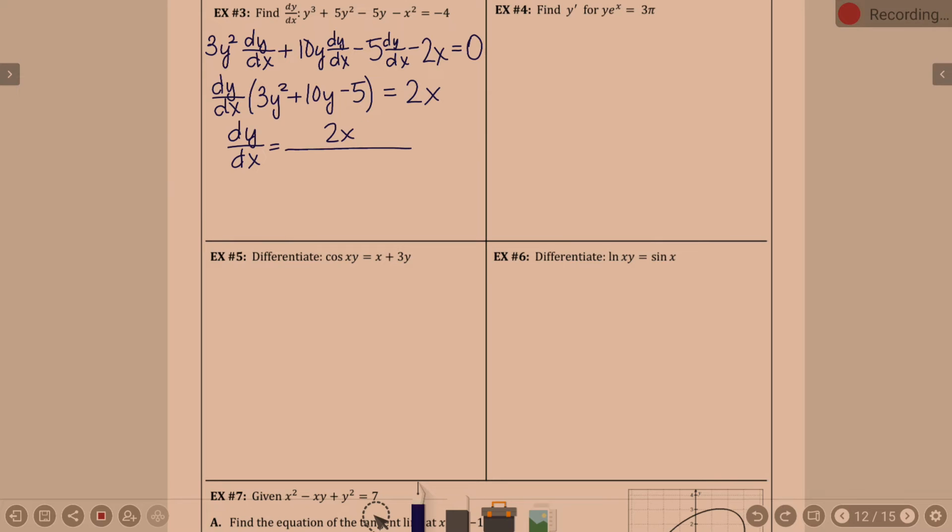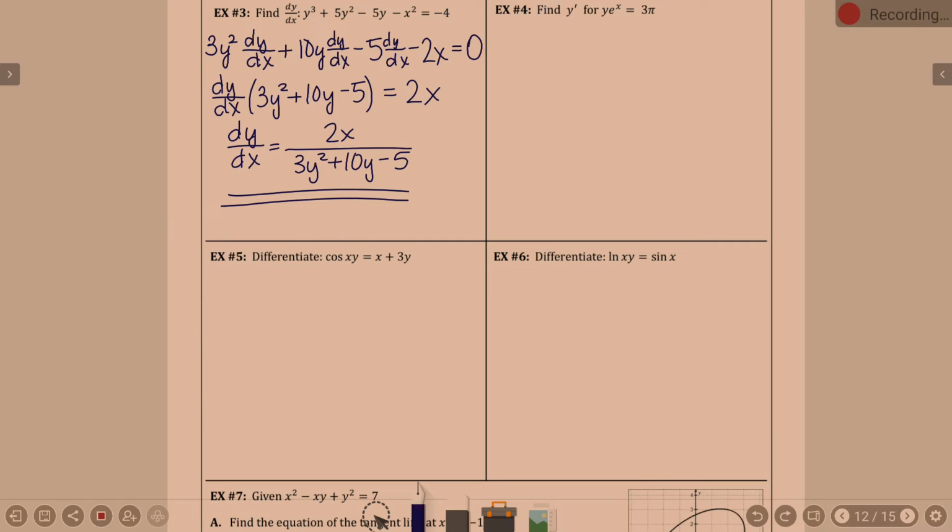2x over 3y squared plus 10y minus 5. Except we're not evaluating this time. They didn't give us anything to evaluate with. Nice. We're done. We get to leave it as that mess. That's why I was confused. I'm like, wait a second, I want to go farther. I can't go farther. Okay.